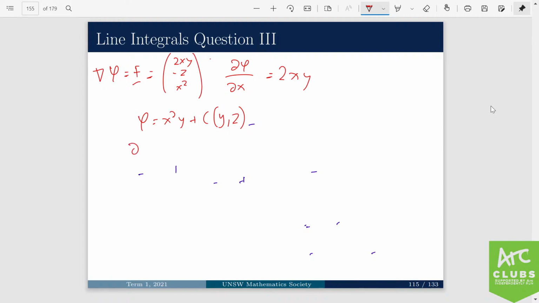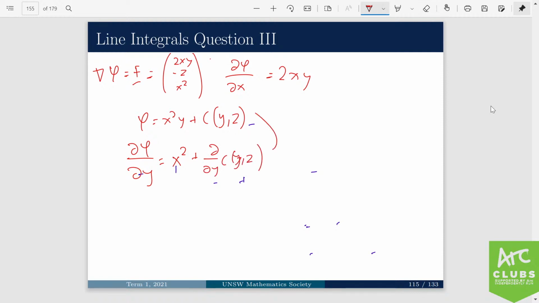So now let's differentiate with respect to the second component. dy goes to 2xy. Wait, no, sorry. And this becomes x squared plus, I'm going to use this notation here, which just means partial derivative with respect to y. Actually, I probably shouldn't use that. Okay.